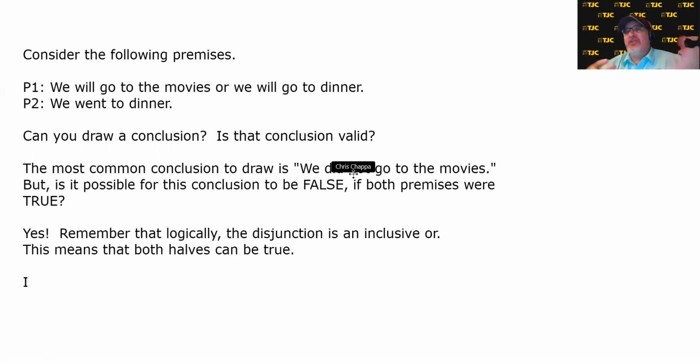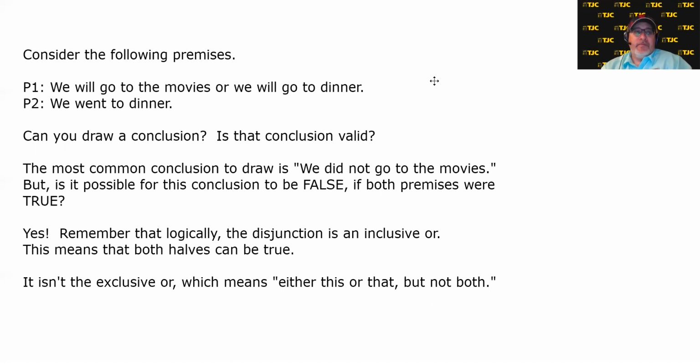It's the old analogy of if a college says, to get admission, you must score a 1,500 on the SAT or a 30 on the ACT. If you do both, are they going to turn you away? Of course not. Hopefully, they would give you more scholarship money. But it isn't the exclusive or, which means either this or that, but not both. That's like you're at a restaurant and they say, well, tonight's special, $12.95, steak or lobster. So do you want steak or lobster? And if you say yes, I want both, they'll say, no, you can have one or the other, but not both. That's the exclusive or. But in general, logic is the inclusive or.